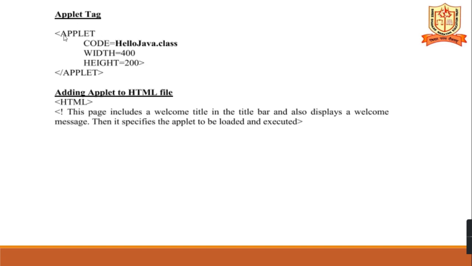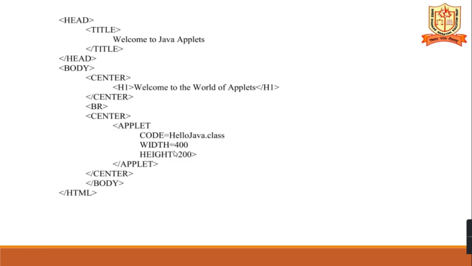And next, the applet tag. This applet tag contains hellojava.class and the width and height of the applet, which you have to mention. And then the next one is adding the applet to an HTML file. The HTML page includes the welcome title in the title bar and also displays a welcome message. Then it specifies the applet to be loaded and executed. So here a separate HTML code you have to write, and in this HTML code you have to attach this applet code. So this is one way.